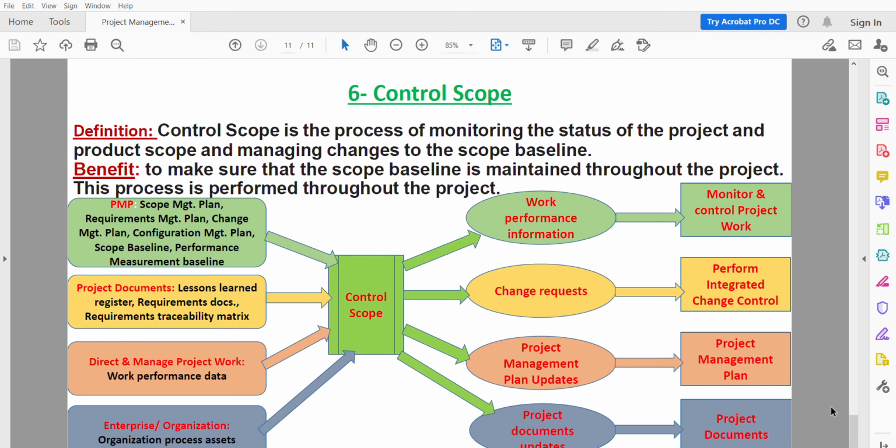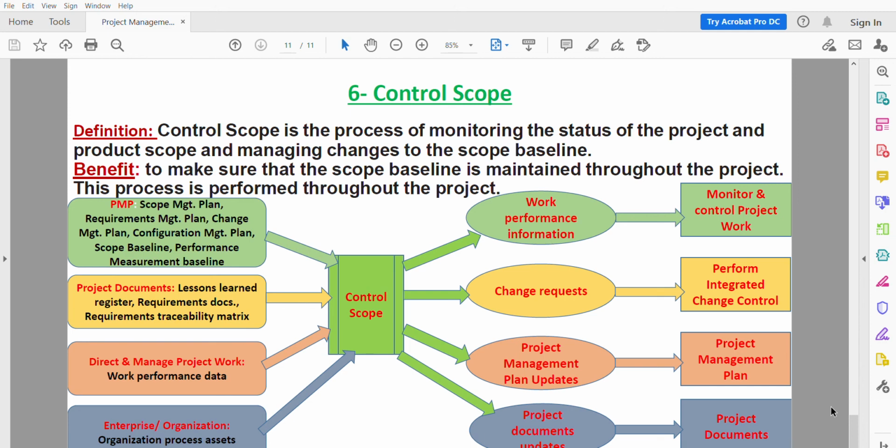The inputs to this process are the project management plan, the scope management plan, requirements management plan, change management plan, configuration management plan, scope baseline, and performance measurement baseline. The second one is the project documents: the lessons learned register, requirements documentation, and requirements traceability matrix. The third input is the work performance data. And the fourth one is the organizational process assets.